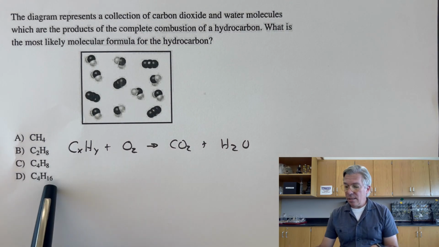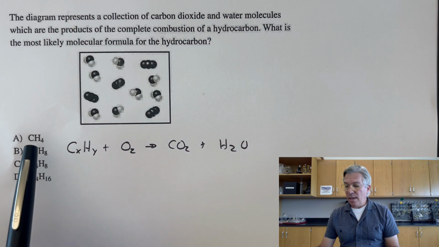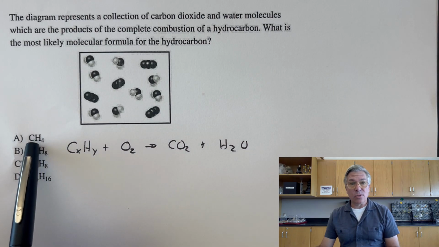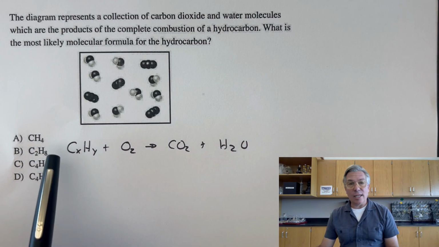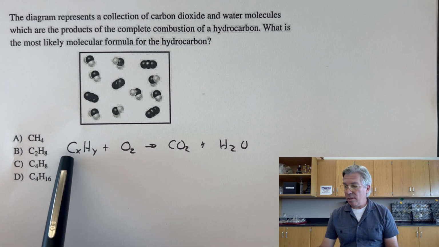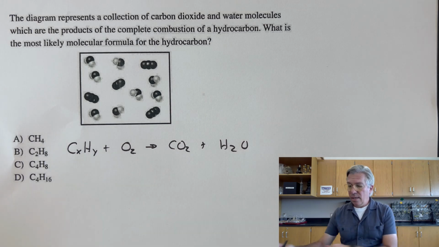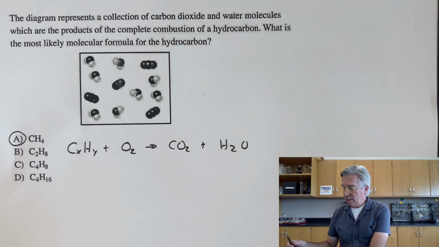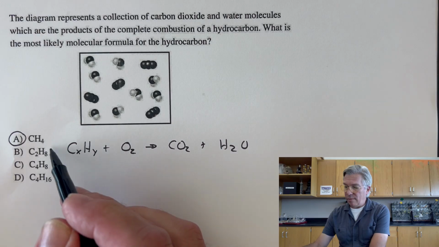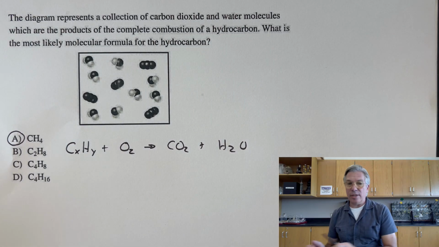But 4 and 16 is a 1-to-4 ratio, and CH4 is also in a 1-to-4 ratio. There's no reason it has to be 1 molecule of hydrocarbon over here. In fact, in this case, it's going to be 4 molecules of the hydrocarbon, and CH4 is the more plausible answer, even though these two do have the right ratio. So we kind of have to get a little deeper into that.